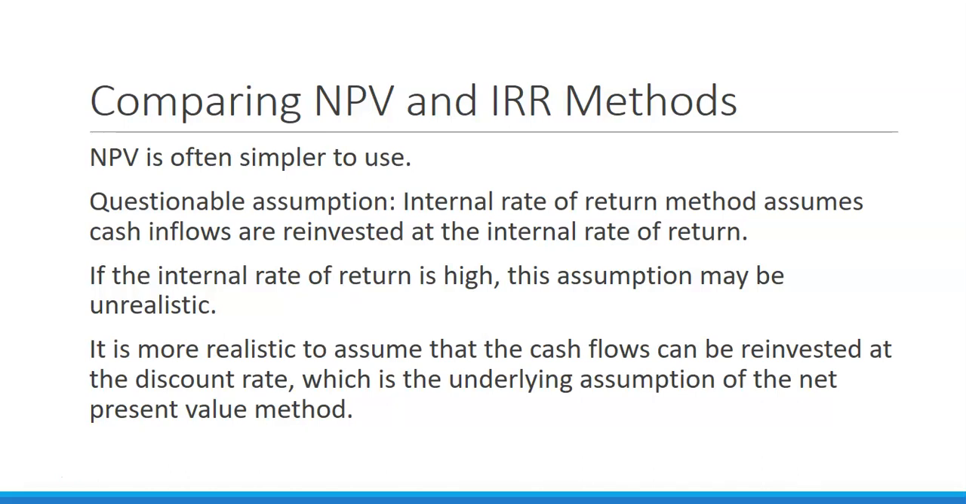We can also end up with projects that return more than one internal rate of return when we have uneven cash flows. So it's more realistic to assume that our cash flows are going to be reinvested at our minimum rate of return, which is what we use in the net present value method.